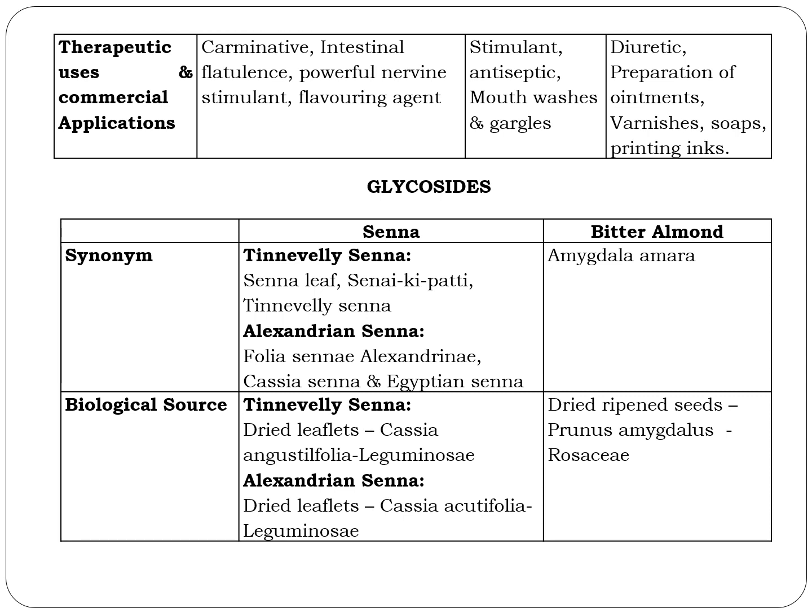So the uses of asafoetida: it is used as a carminative for intestinal flatulence, a powerful nervine, stimulant and flavoring agent, whereas guggul is used as a stimulant, antiseptic, and in mouthwashes and gargles. The other uses are as a diuretic, and in the preparation of ointments, varnishes, soaps and printing inks.